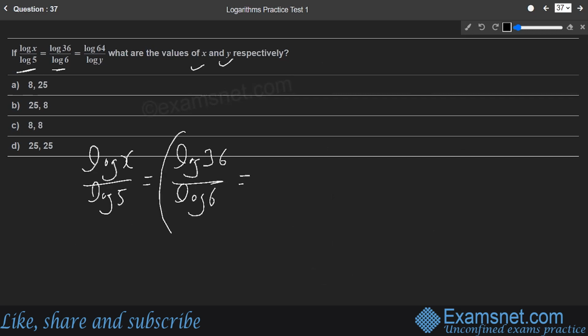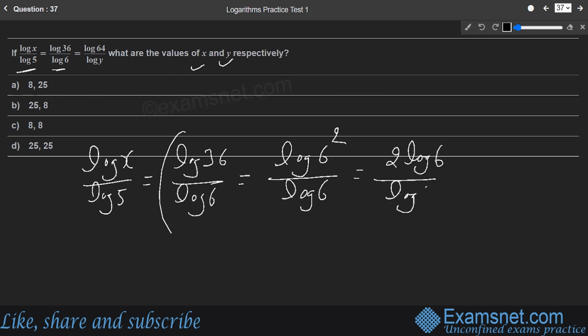Log 36 by log 6 can be written as log 6 square over log 6. Now, what is this 6 square written as? This is written as 2 log 6 over log 6. How have we done that?